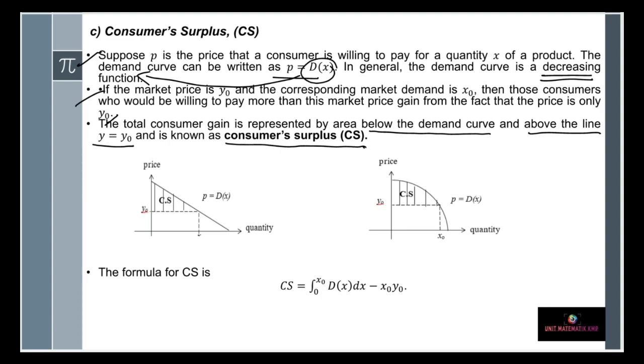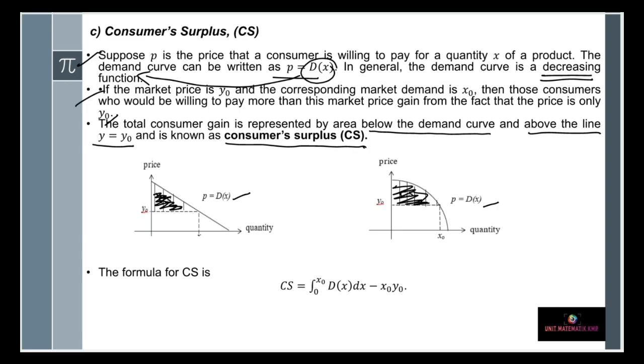Right, so we have two figures here. This one is for linear and this one is for quadratic. So the CS or consumer surplus is always below the demand curve and above the line Y equals Y0. So this one is our CS.